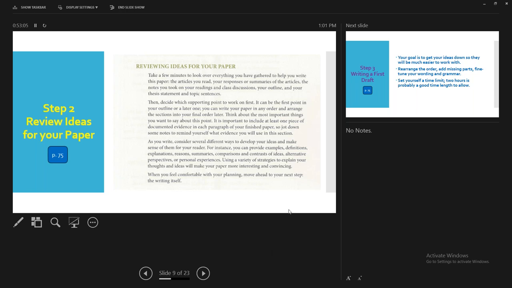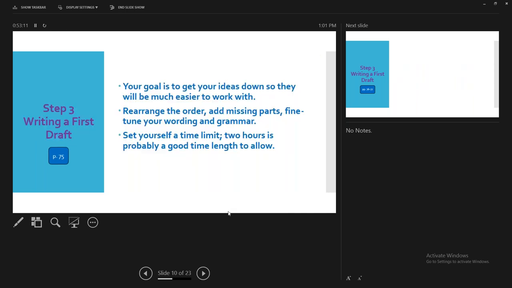Okay, now you are actually ready to write. So we move to the third step, which is writing a first draft. Here we have three points to look at. Your goal is to get your ideas down so they will be much easier to work with. So whatever idea you have, you need to jot it down. You have to write it down, okay? This is one.